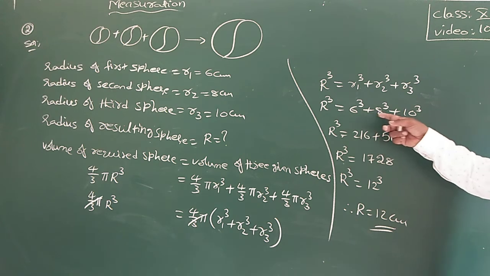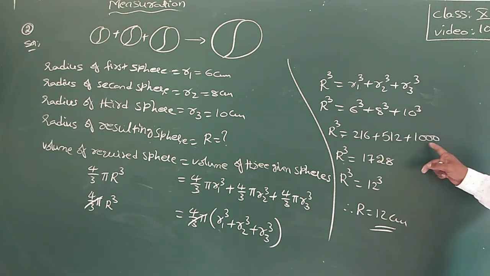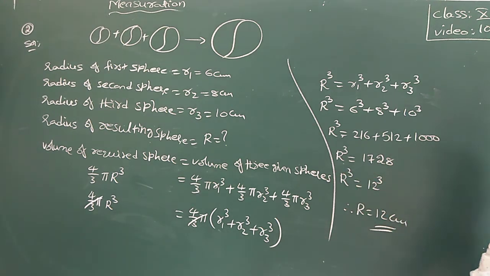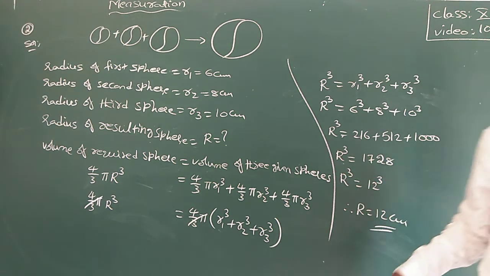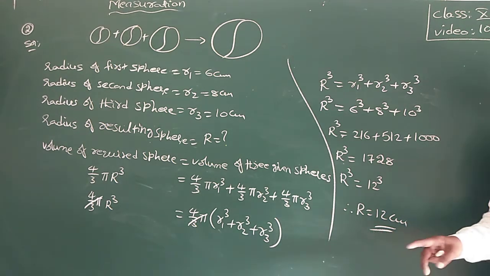R cube is equal to 6 cube plus 8 cube plus 10 cube, that is 216 plus 512 plus 1000. R cube is equal to 1728. R cube is equal to 12 cube. R is equal to 12 centimeter. Therefore, final result, write down the conclusion.